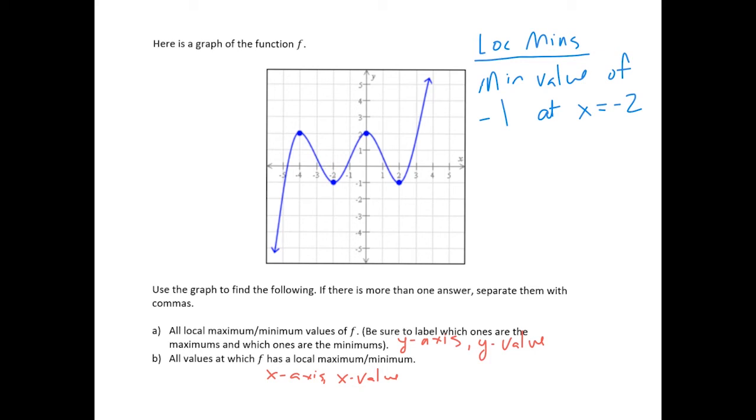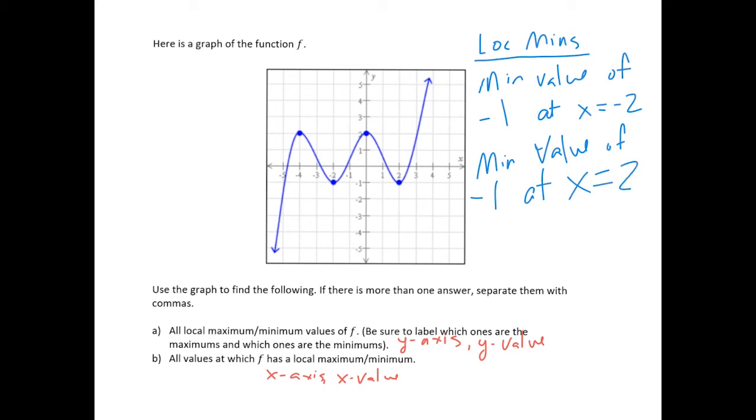So that's my first local min. I have another local min right here. It also has a value of -1, and it occurs at x equals 2. So I'm going to say there is a min value of -1 at x equals 2. So those are my local mins.